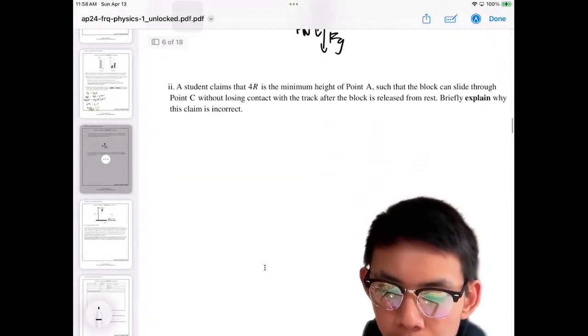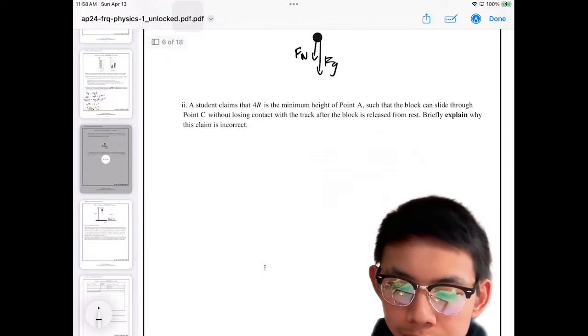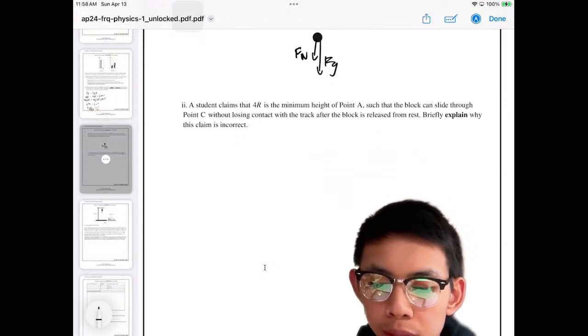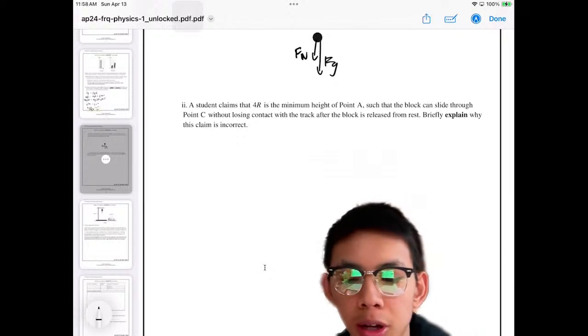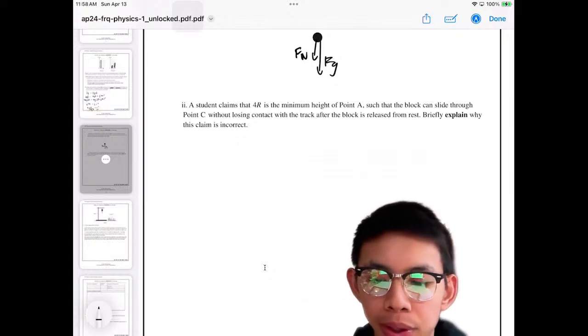Student claims that 4r is the minimum height at point A such that the block can slide through point C without losing contact with the track after the block is released from rest. Briefly explain why this claim is incorrect.